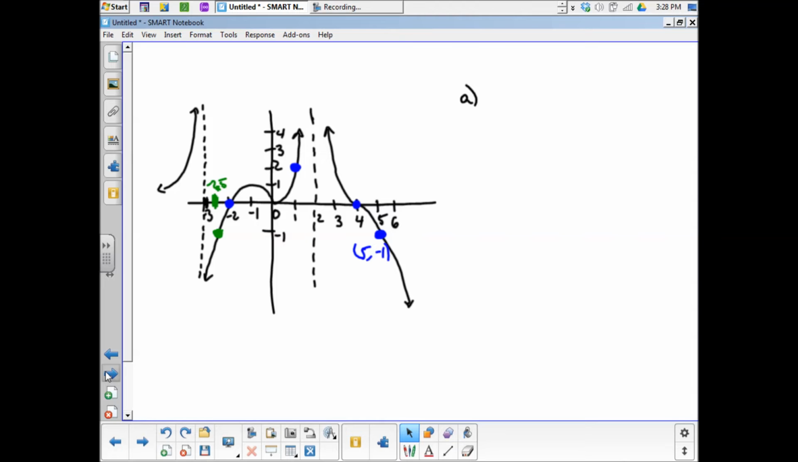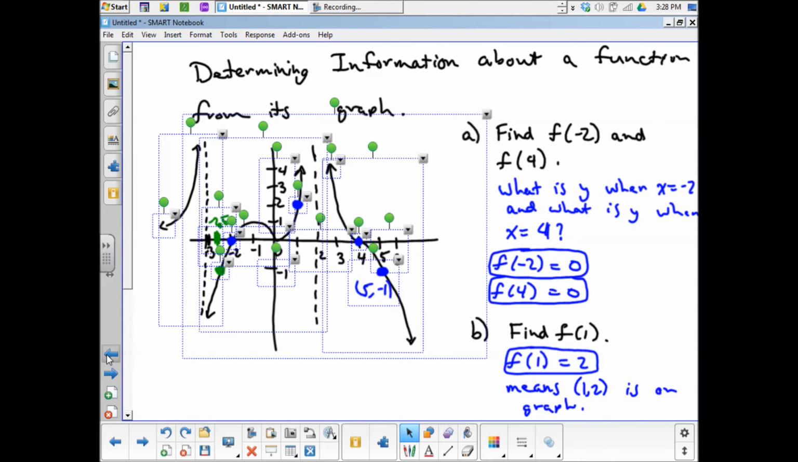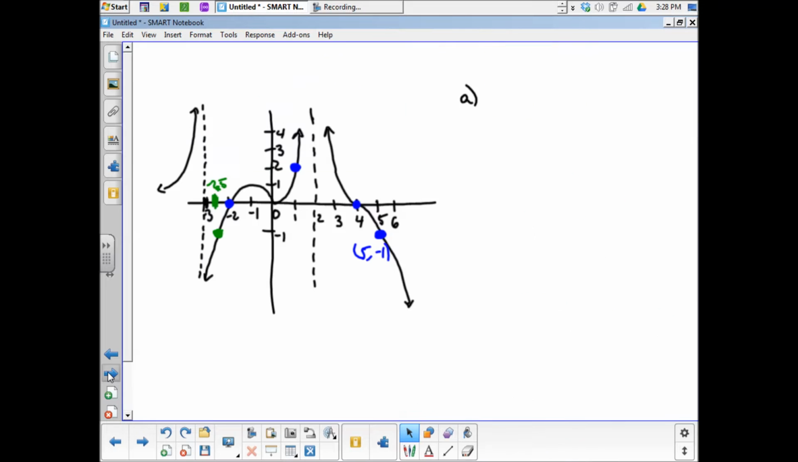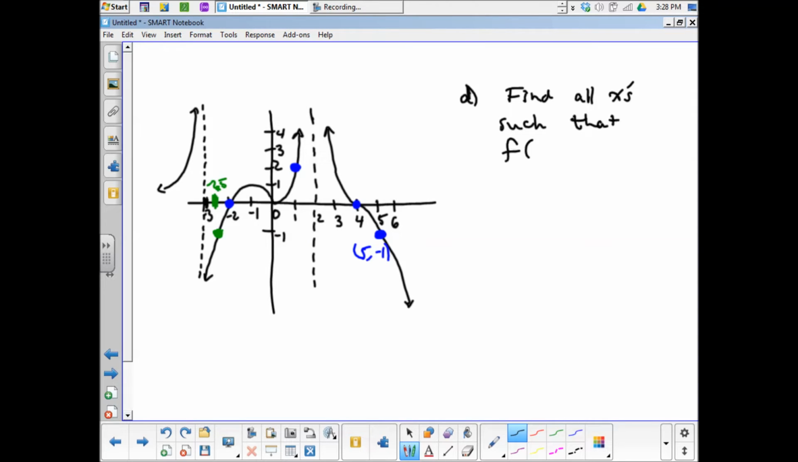Okay, so this would be part D here. Keep looking at this picture. Okay, so how about this? Find all x's such that f of x is less than 0. Okay, so we already said that there were some points to the right of 4, right? So we already said that if x is greater than 4, we're dealing with points that are below the axis.